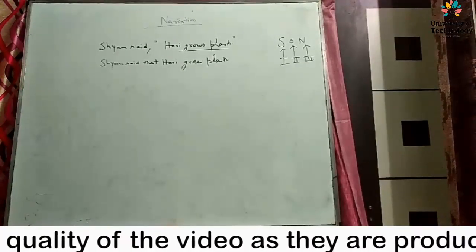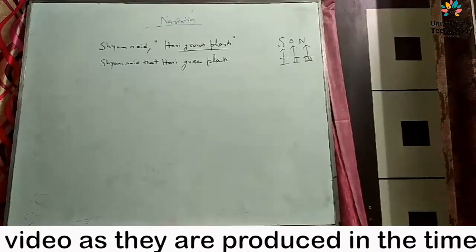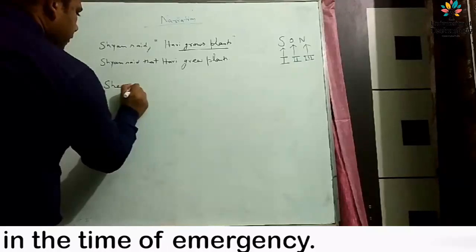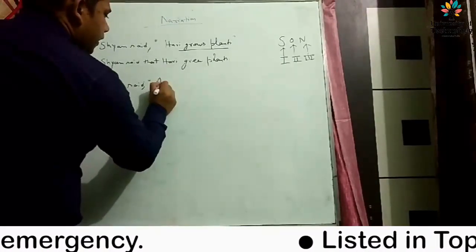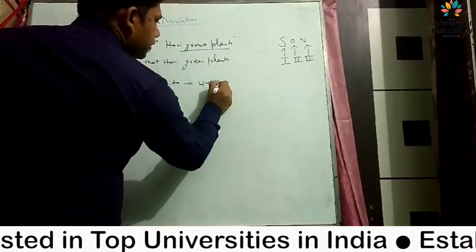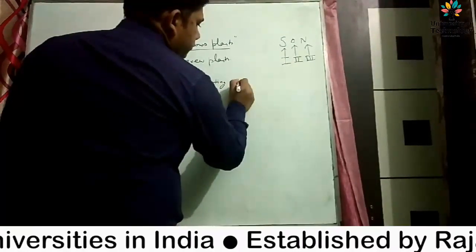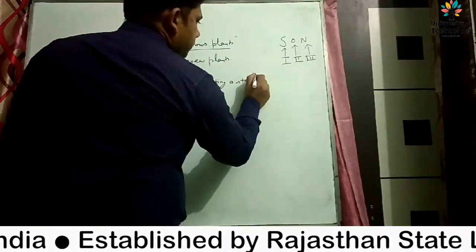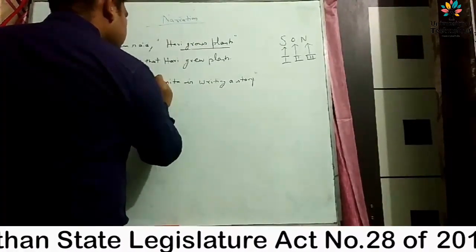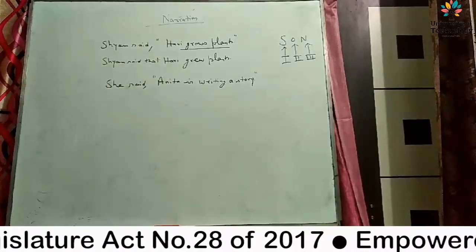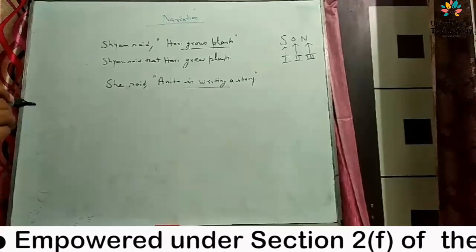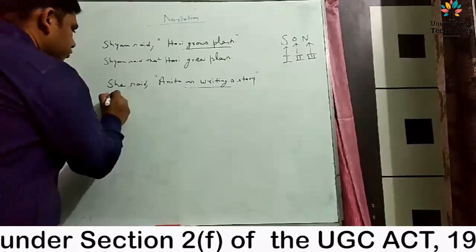Next, she said Anita is writing a story. Okay, she said that Anita is writing a story. Now we have to pay attention to tense. This tense belongs to present continuous. So it will be converted into past continuous.